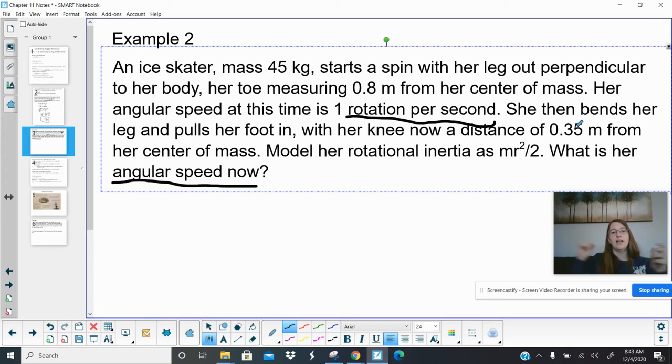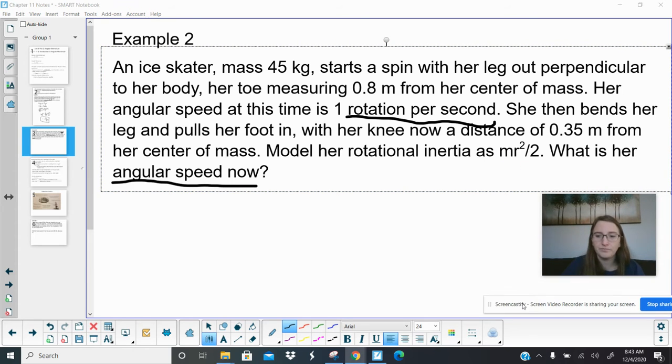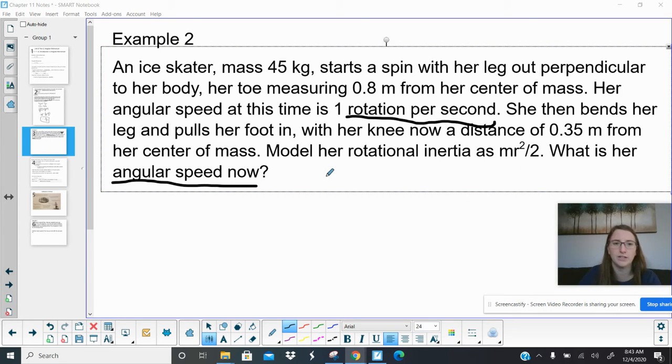She then bends her leg and pulls her foot in, with her knee now being the furthest point away from her body, a distance of 0.35 meters from her center of mass, and they are telling us how to model her inertia. This is actually the formula for a rod spinning. A human is not exactly a rod, but we're going to model it that way. So it's an estimation based on this model, but we can still get an idea and make predictions. So what is her angular speed now?